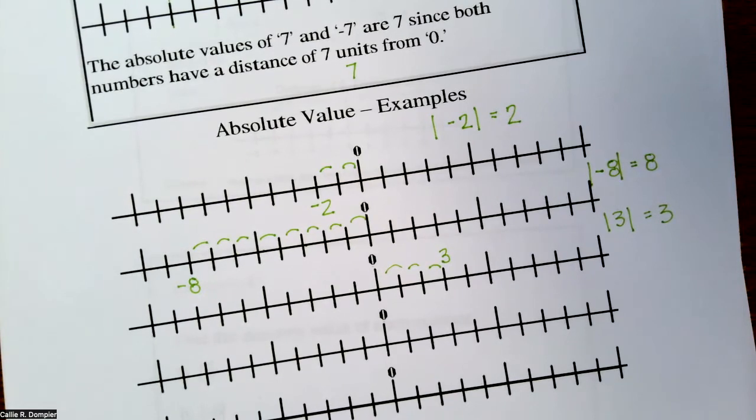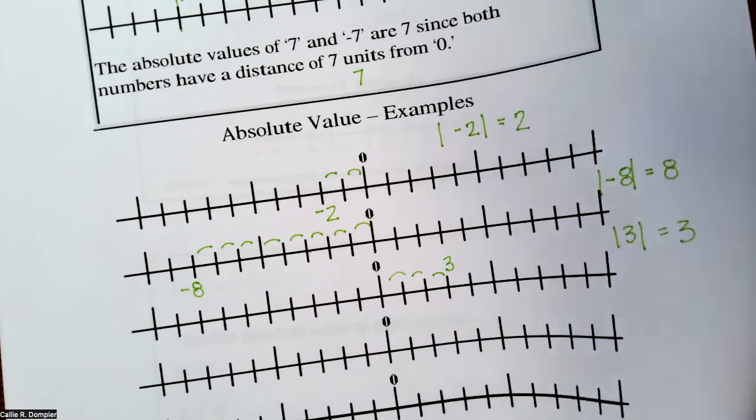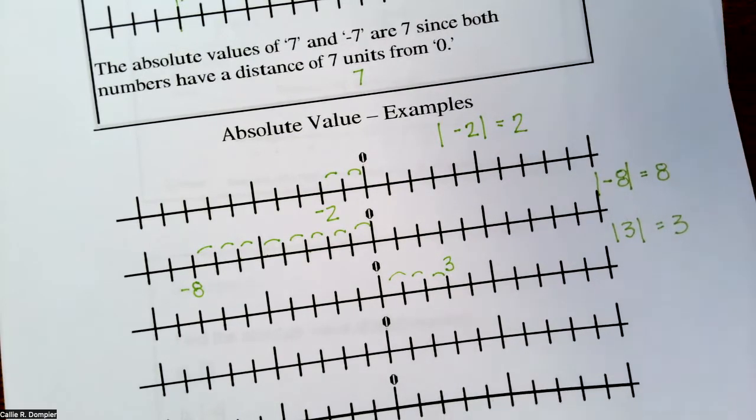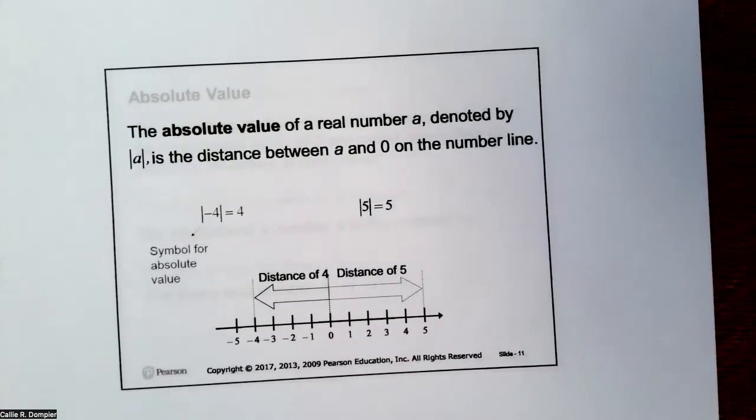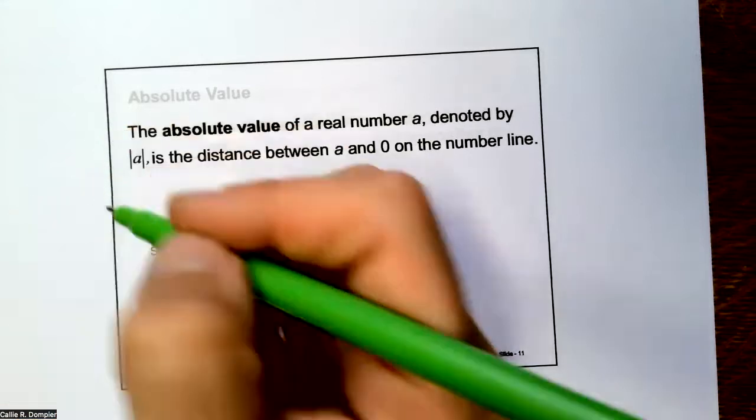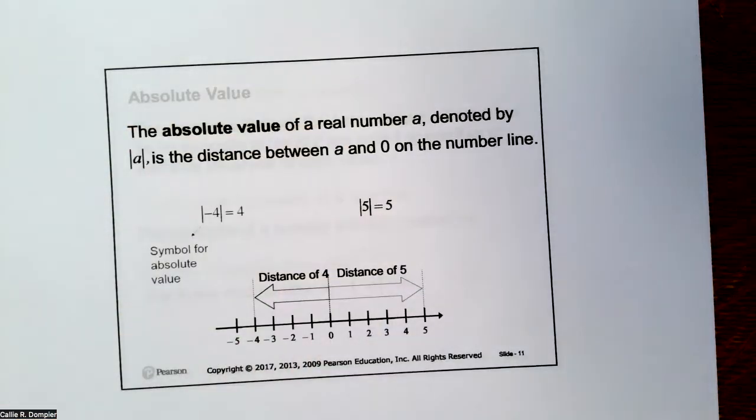I remember it as distance. We're never going to go a negative distance, right? So absolute value is just talking about the distance from 0, and distance will never be a negative number. So here we have it again. The absolute value of a real number, denoted by absolute value bars around that number, is the distance between that number and 0 on the number line.